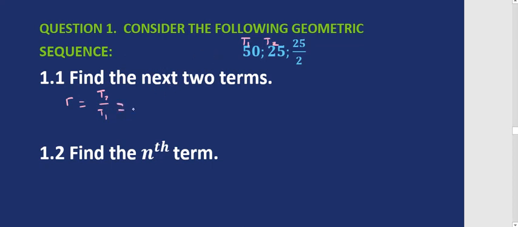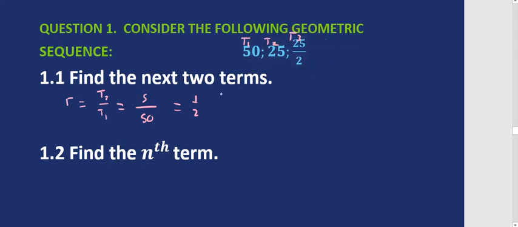So what would be our ratio then? Term 2 is 25 and term 1 is 50, which gives us a ratio of a half. We already know that because 50 multiplied by a half is 25. 25 multiplied by a half is 25 over 2. All right, so that's our term 3.